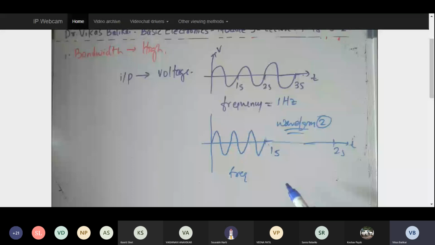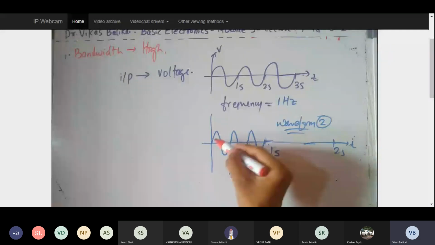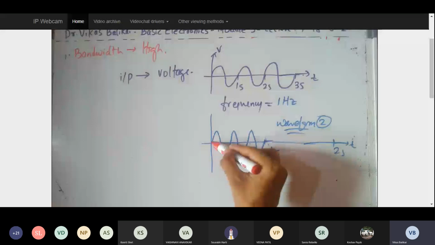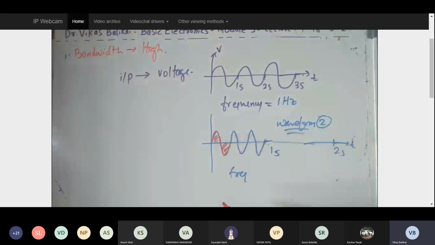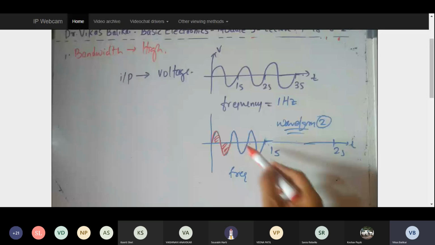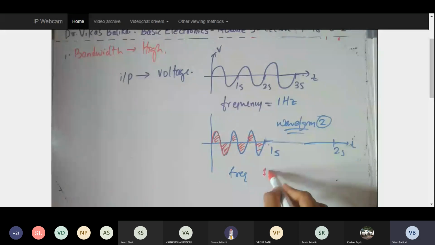One cycle is one complete cycle, one positive peak and negative peak. We'll make it as one cycle. So this is one cycle, and this is my second cycle, and this is my third cycle. And within 1 second, I have 3 cycles. So cycles per second is nothing but hertz. So since I am having 3 cycles, I say it is 3 hertz. The frequency is 3 hertz.